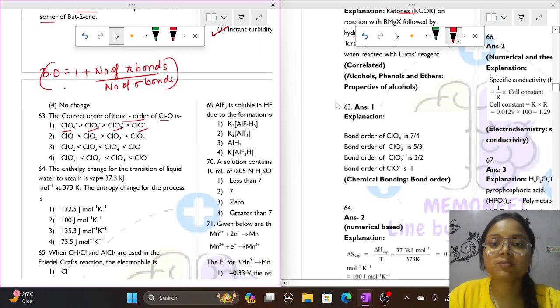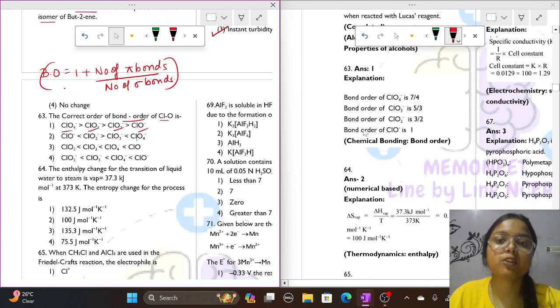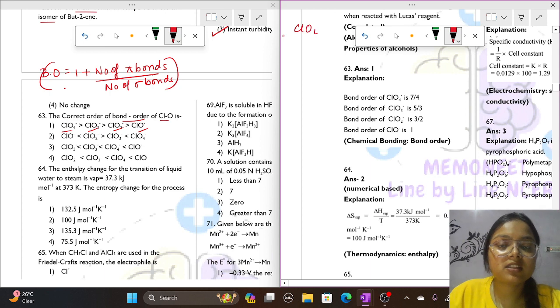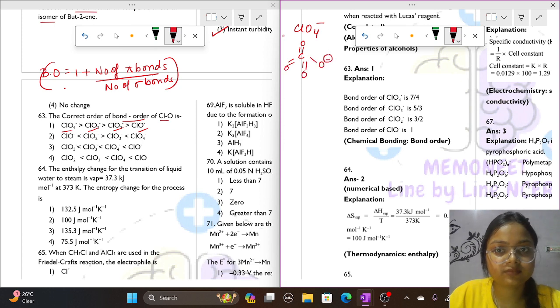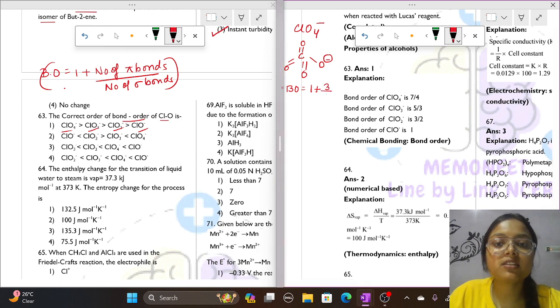Okay, we can draw here. For ClO4 minus, this type of structure is drawn. So what will be its bond order? Its bond order will be 1 plus number of pi bonds divided by sigma bonds. How many pi bonds are there? 3 pi bonds are there, and 4 sigma bonds are there. So its bond order comes out to be 1.75.